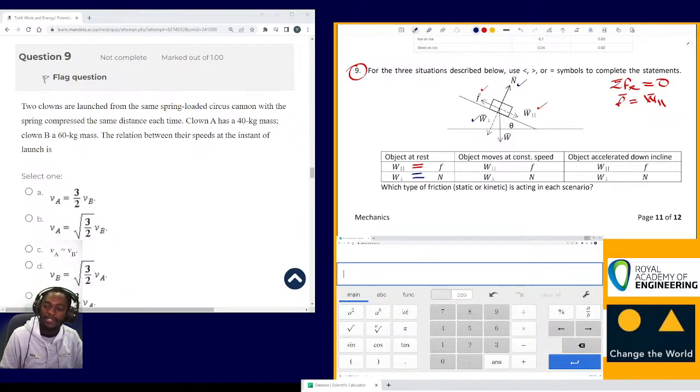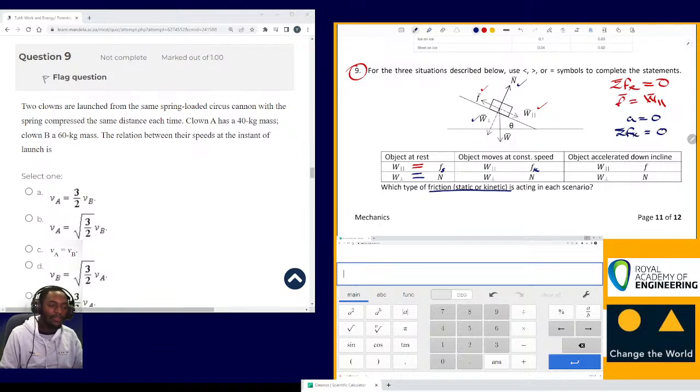So this object is now moving, so this is no longer static friction, this is now kinetic friction in play, okay? The question also mentioned that it indicates whether it's static or kinetic. So this is F kinetic and this was the static friction. So what can we say? It's moving at a constant speed, which means that the acceleration is equal to 0, which means that the summation of forces in the x is equal to 0.